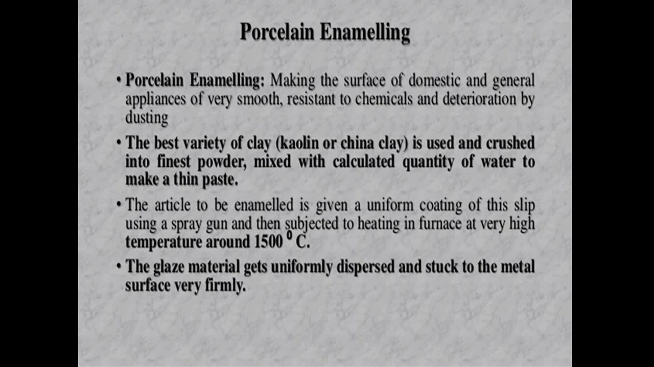The article to be enameled is given a uniform coating of this slurry using a spray gun and then subjected to heating in furnace at very high temperature around 1500 degrees Celsius. The glaze material gets uniformly dispersed and stuck to the metal surface very firmly.